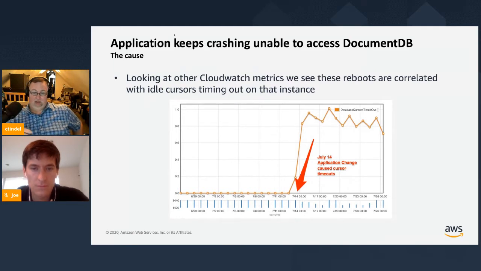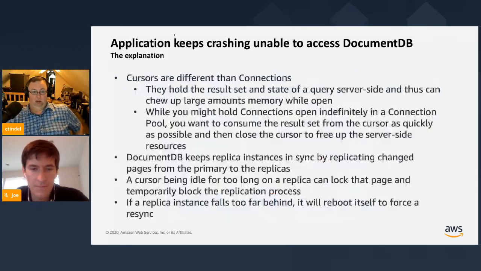Okay, so maybe this is related because this metric was 0 and suddenly it went up to 1, at the same time that this other problem started happening. And so that gives us a clue that maybe these things are related to each other. All right, now earlier we were talking about connections, which are just TCP sockets to the server, but this is about cursors, and cursors are very different than connections.